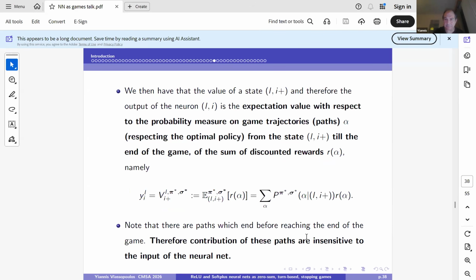And this is what this slide is saying. It's saying that the output of the network is the value corresponding to this pi star and sigma star, which are the optimal policies. And once you fix the policy, it becomes a linear problem. It's just the expectation value of the accumulated rewards. Literally, the sum over all game trajectories of the probability of a trajectory times the reward.